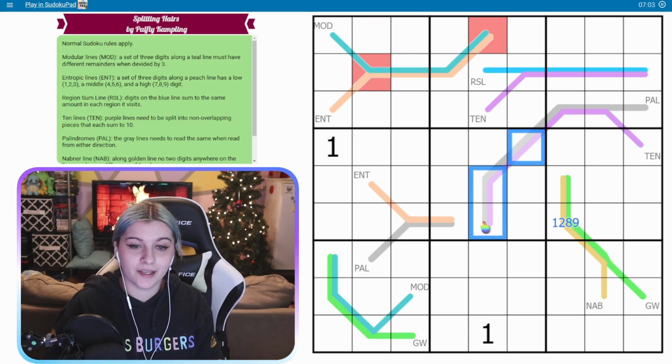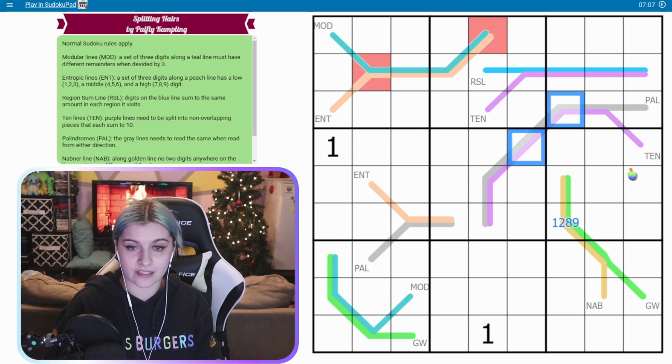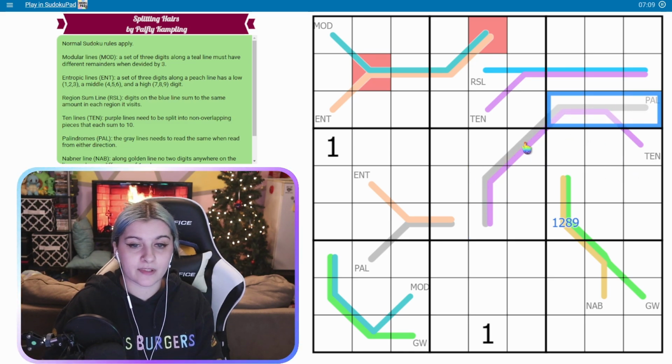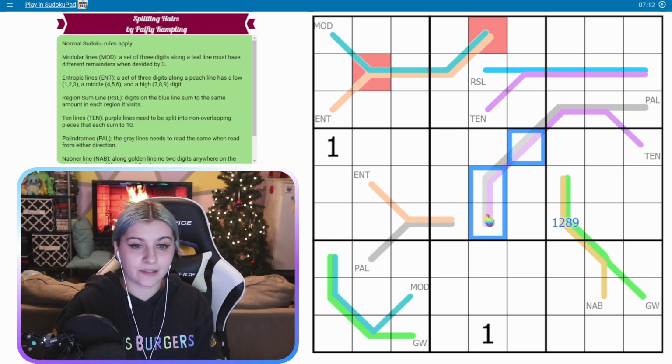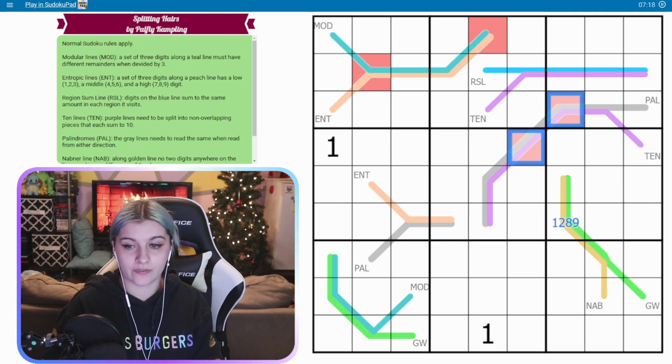Nice. Because on a palindrome line, these 2 cells are the same, these 2 cells are the same, and these 2 cells are the same. If red is one of these, that means red is one of these. Red can't be one of these 2, so this has to be red. And because of the palindrome, this cell will be red also. Perfect.